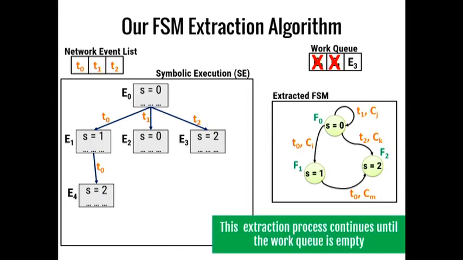So this process continues until the entire queue becomes empty, and then the algorithm terminates and returns this extracted FSM as an output. So now, as I showed in the high-level approach, once we have this extracted FSM, we will feed it to the model checker. So now we need to translate the extracted FSM so that the model checker can understand.